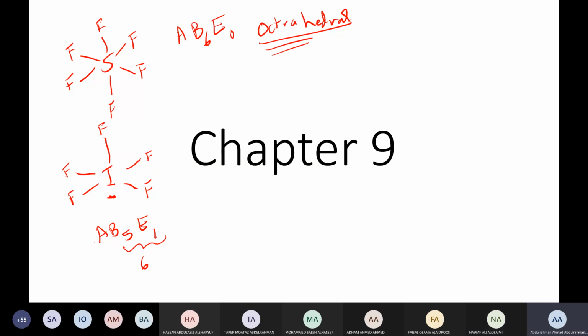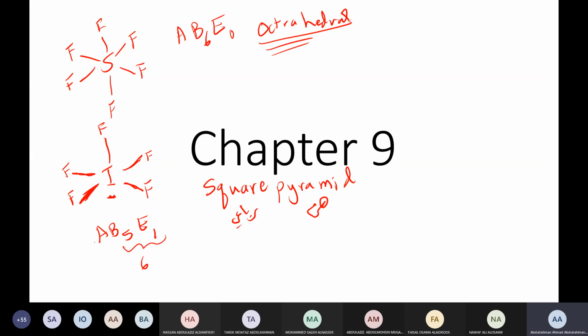What's the electron domain shape? Octahedral. But what can we see? We cannot see the electrons. What are you going to see? Down there, it's a square, but there is one up, and that's why this is a square pyramid. All right? Clear? Very good.